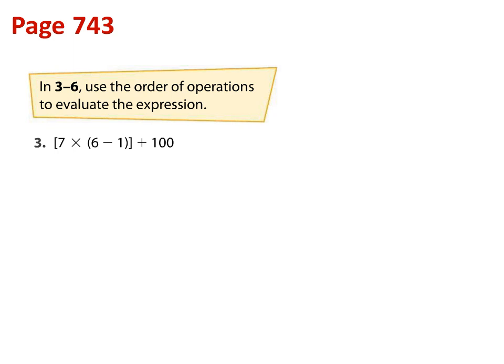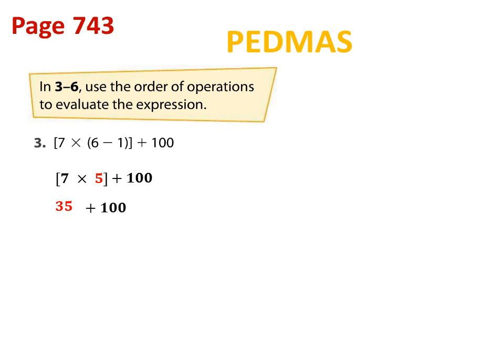Of course, we have brackets, and inside the brackets we have parentheses. So we must do the operation inside the parentheses. Of course, 7 stays the same, and 6 minus 1 is 5, so it's 7 times 5 now, and plus 100 stays the same. Inside the brackets we have a multiplication operation, so we must do the multiplication operation. So multiply 7 times 5. 7 times 5, of course, it's 35, and plus 100 stays the same.